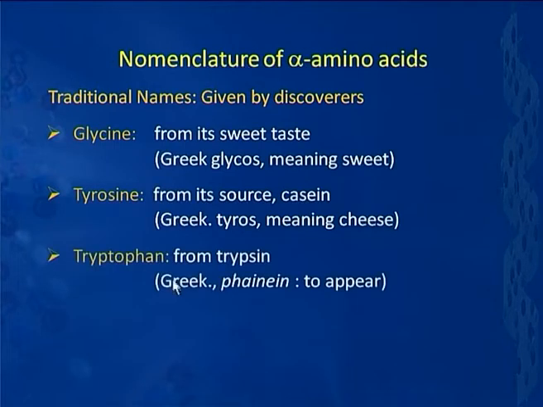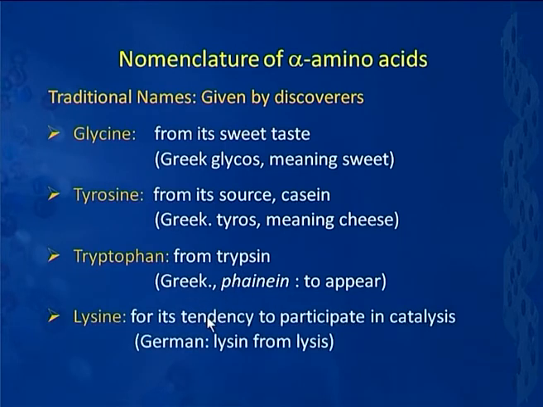Further, tryptophan derives its name from its source again, that is trypsin, which is an enzyme, and in Greek, phenin means to appear. That means this particular amino acid appears in the enzyme called trypsin. Similarly, we have lysine, which derives its name from a tendency to participate in catalysis, primarily the lysis; in German, lysis means breaking down, and so on and so forth. That is how the traditional names have been given.